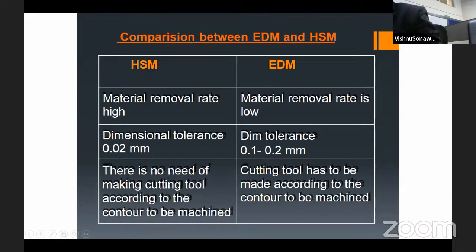This is the main reason, and there is no need of making the cutting tool according to the contour to be machined. But in EDM, the cutting tool has to be made according to the contour to be machined.